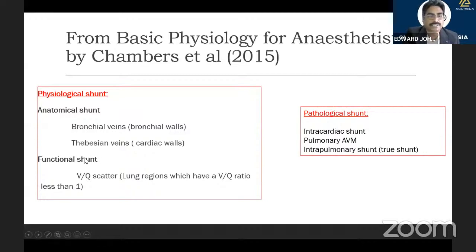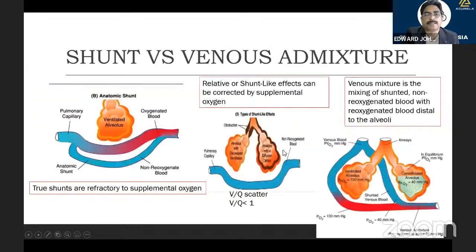Then functional shunt is otherwise called VQ scatter. The lung regions which have a VQ ratio of less than 1 are the functional shunt. The alveoli is perfused, but the oxygen uptake is not, the VQ ratio is not equal to 1. It is less than 1. That is the functional shunt. Pathological shunt may be intrapulmonary shunt, or intracardiac shunt, or pulmonary AV malformation. So these are the shunts.